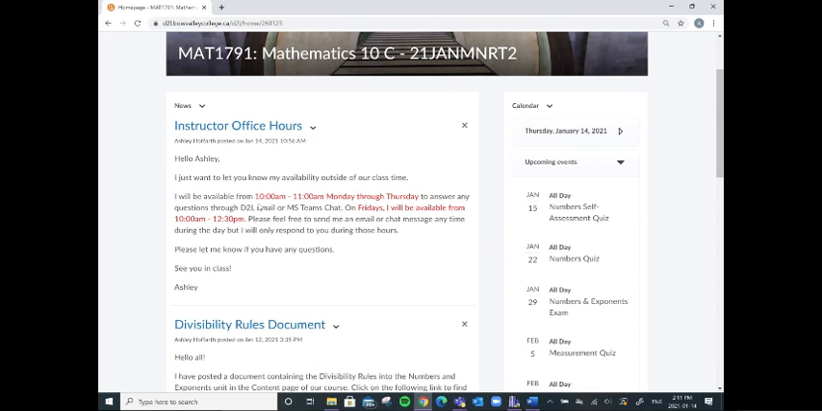So you can just send me an email or chat. And you can actually send me an email message in D2L here or a chat message at any time during the day. Just know I won't be able to get back to you until I'm actually online working. So it'll usually be between 10 and 11 in the morning, Monday through Thursday. And I have a little bit more time on Fridays. So on Fridays, it'll be from 10 till 12:30 that I'll be available outside of class time. Okay, so that's just up there for you just to let you know when I'll be online working.